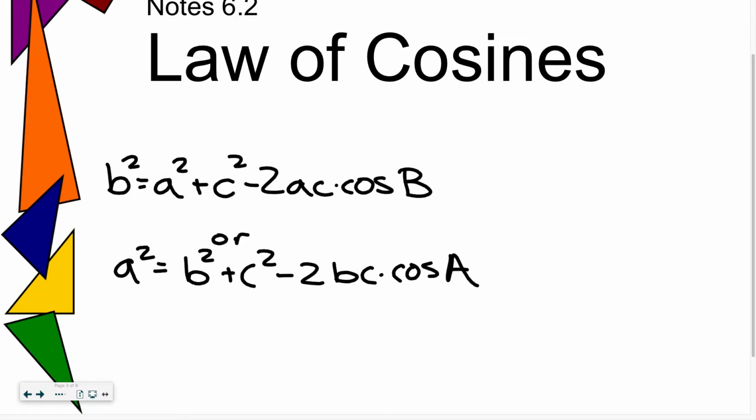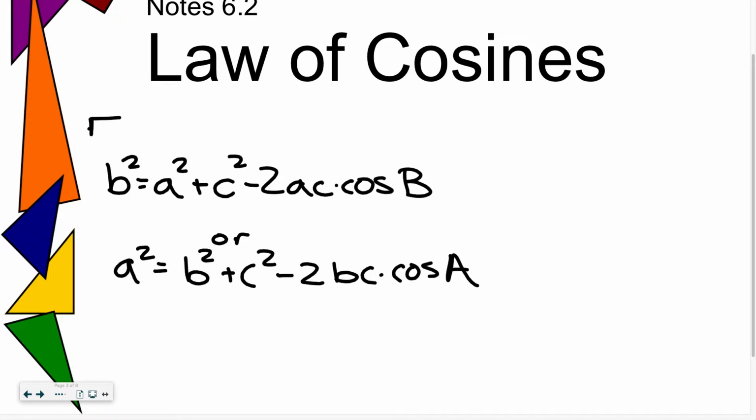And then, of course, you could write one for C, right? C squared equals A squared plus B squared minus 2AB times cosine C. I'm certainly not advocating for memorizing, because I'm going to give you a version for angles, and this could potentially be 6 different formulas, and I would not say you should memorize each individual one. Know one and be able to change the letters out for a given problem, okay?